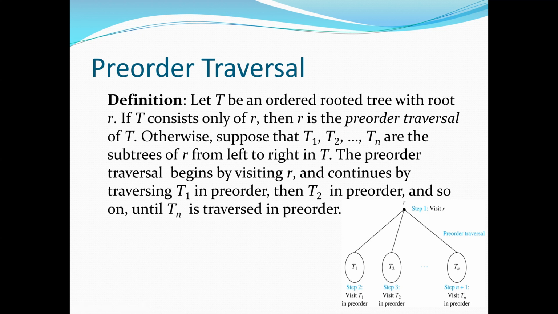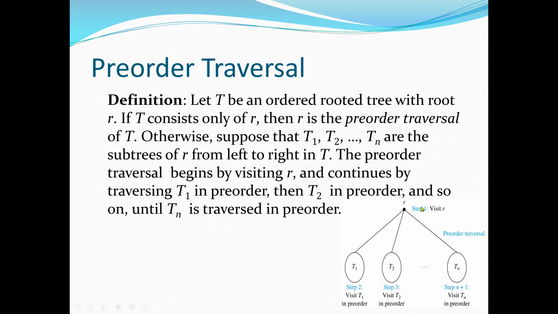Otherwise, if we have a lot of vertices, then we need to visit the root first, then we go to the left, then we go to the right. Suppose that T1, T2, up to Tn are the subtrees of R from left to right in T. Then the pre-order traversal begins by visiting R first, which is the root of the tree, and you continue by traversing T1 in pre-order. Remember, T1 will be on the left, then T2 in pre-order, and so on to Tn.